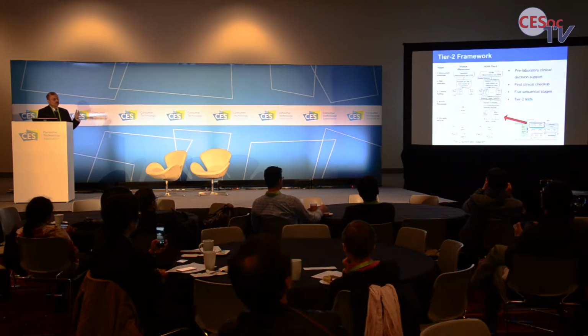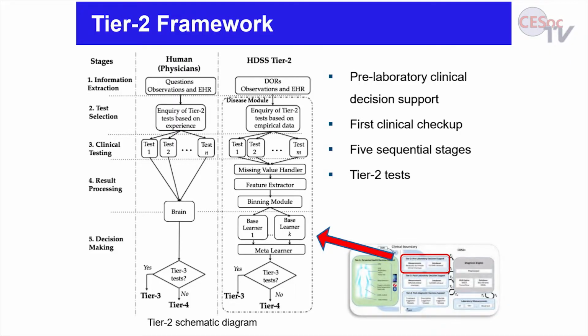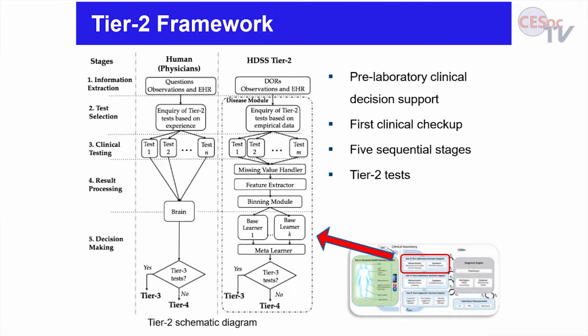So let's go on to tier 2. So now there's a disease onset. I've gone to the clinic or the hospital, and let's see what a human would do and what HDSS would do. So a human, the physician, will ask you some questions, make some observations, look at the electronic health record, order some tests, and they have lots of table lookups in their brain. So the input is all the symptoms, all the data that have been collected so far, and the output is some kind of a diagnosis. And then you either go to tier 3 or tier 4.